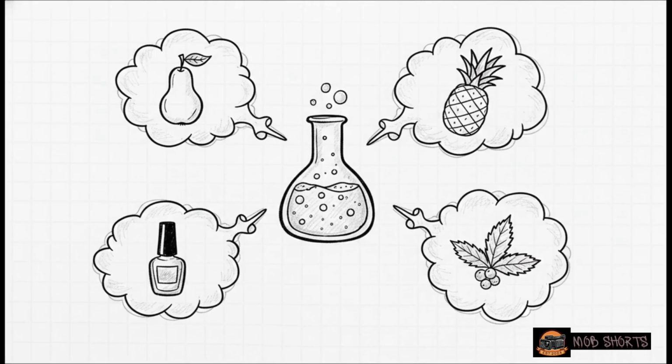Depending on the starting ingredients they use, students can create a whole range of different scents. They might synthesize the smell of pear or pineapple, or something less pleasant like nail polish remover, or even wintergreen. It's such a powerful lesson. You can take simple, boring chemicals and just by following the rules of chemistry, create something entirely new and instantly recognizable.